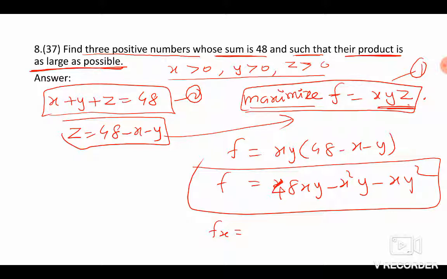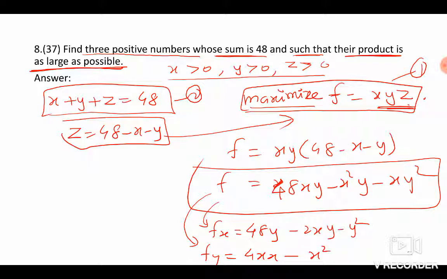You can find 48y minus 2xy minus y square. Obviously this is fx. Fy, differentiate partially with respect to y: 48x minus x square minus 2xy. So we got two partial derivatives with respect to x and y respectively, right? We are going to take them as 1 and 2. We are going to find the critical points by equating these two terms to 0.